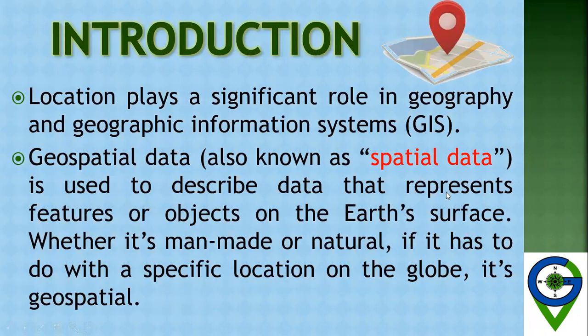As discussed, location plays a significant role in geography and geographic information system, that is to say GIS. GIS geospatial data is also known as spatial data. Geospatial data is used to describe data that represent features or objects on the Earth's surface, whether man-made or natural. If it has to do with a specific location on the globe, it's geospatial. Any data having a spatial location is geospatial data.